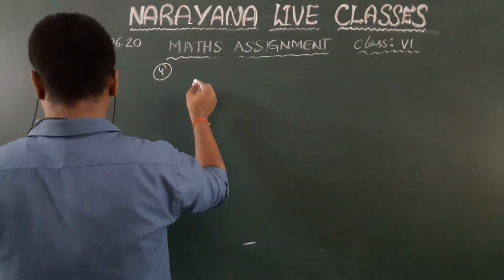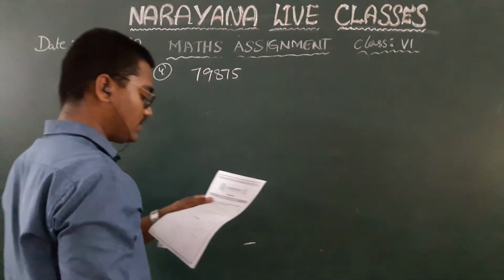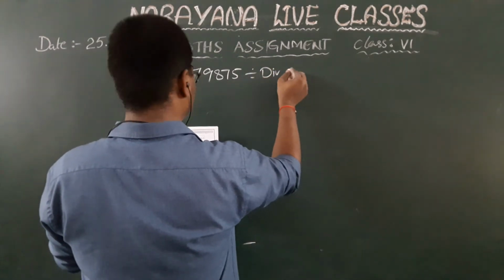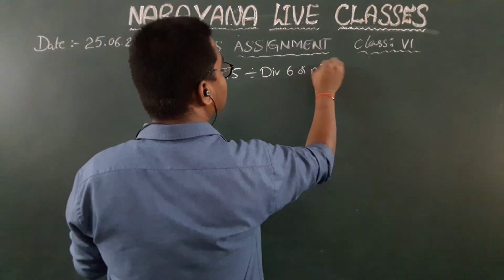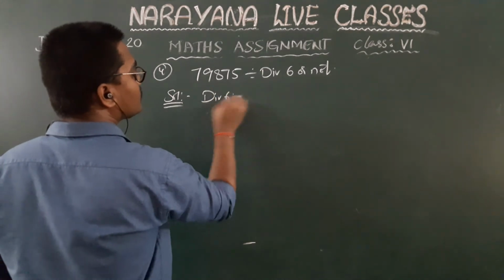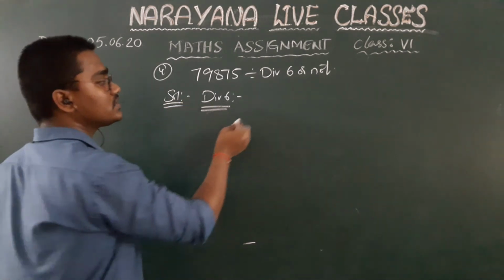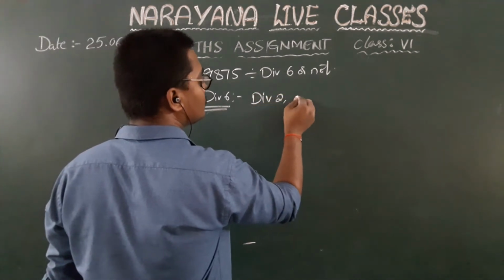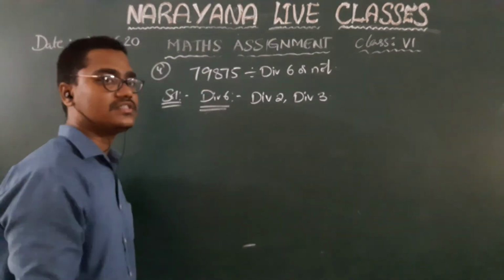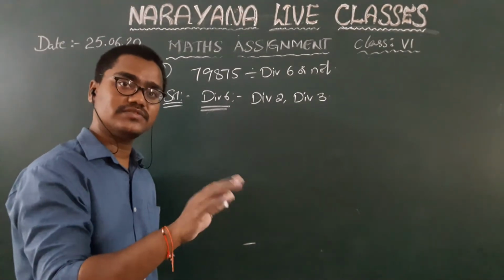Fourth one: check whether 79,875 is divisible by 6 or not. First of all, we will discuss the divisibility rule for 6, children. In order to satisfy the divisibility rule for 6, the number should satisfy both the divisibility rule for 2 as well as 3. If it satisfies only one, it is not divisible by 6, children. It should satisfy both conditions, that is the divisibility rule for 2 as well as the divisibility rule for 3.